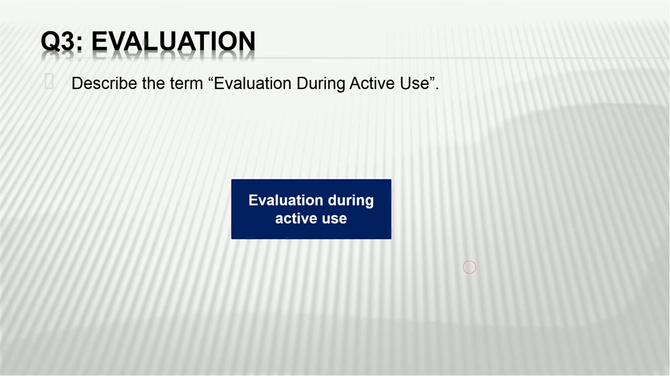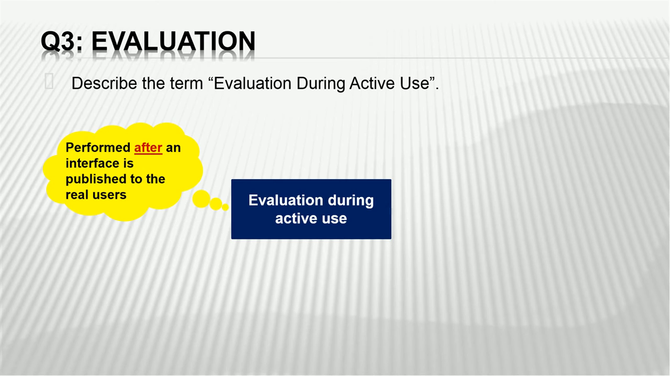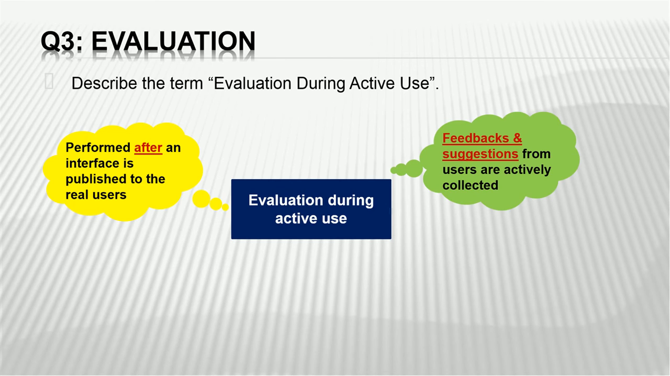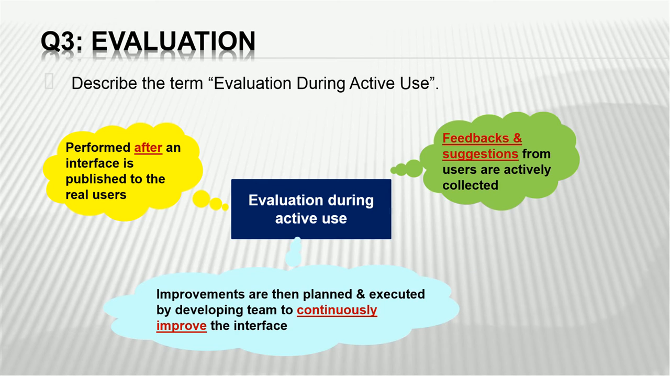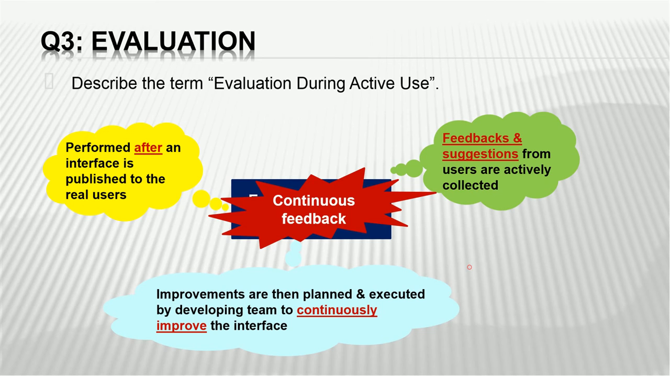We move on now to the third question, which is related to evaluation. Describe the term evaluation during active use. Evaluation during active use is performed after an interface is published to real users. Feedbacks and suggestions from users are actively collected. Improvements are then planned and executed by developing team to continuously improve the interface. Another term that is commonly used interchangeably is continuous feedback.